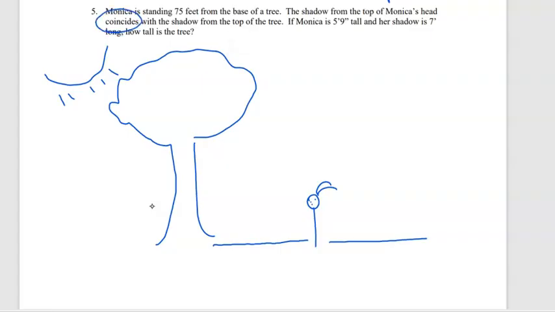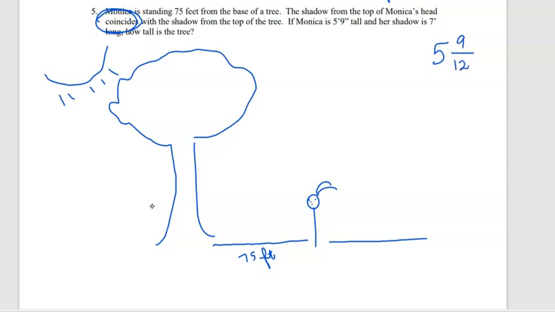Now the key here, and what you really need to pay attention to, is that her shadow coincides with the shadow from the top of the tree. So she is 75 feet from the base of the tree. She is 5 feet 9 inches. Okay, so we don't want feet and inches in the same problem. So she's 5 feet and 9 inches out of 12 inches.